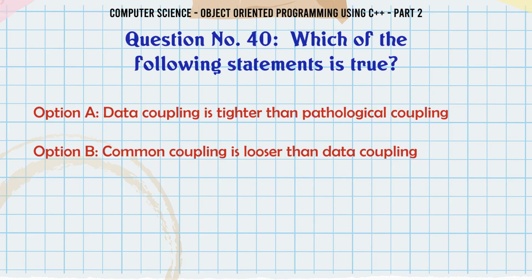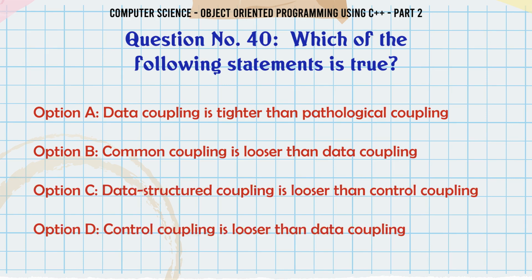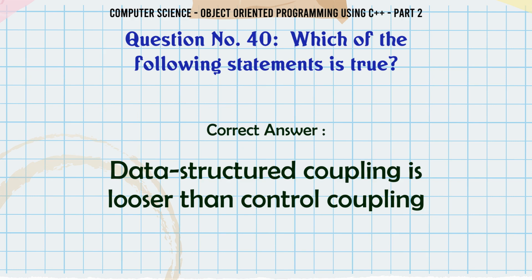Which of the following statements is true? A. Data coupling is tighter than pathological coupling. B. Common coupling is looser than data coupling. C. Data structured coupling is looser than control coupling. D. Control coupling is looser than data coupling. The correct answer is data structured coupling is looser than control coupling.